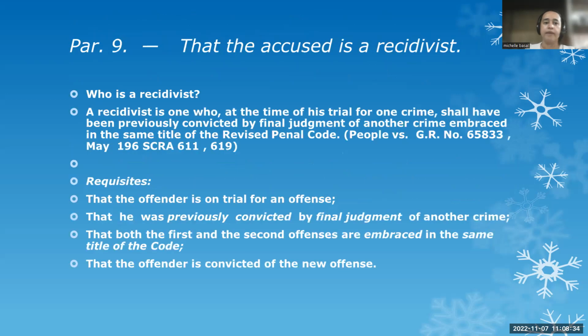Okay? Paragraph 9. That the accused is a recidivist. This one, it's more on repetition on the commission of crimes. Who is a recidivist? A recidivist is one who, at the time of his trial for one crime, shall have been previously convicted by final judgment of another crime embraced in the same title of the Revised Penal Code.